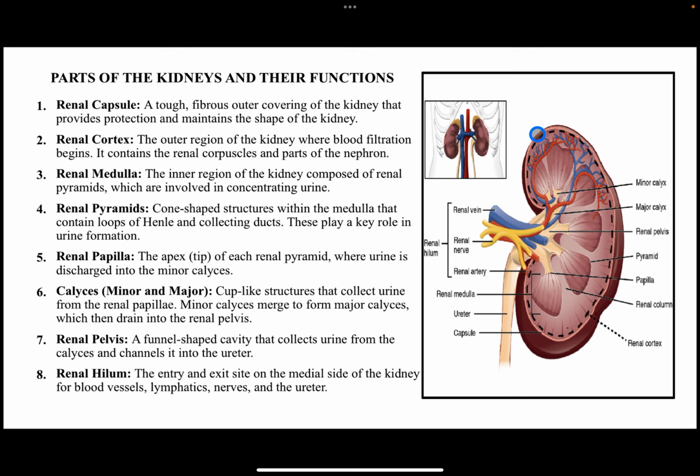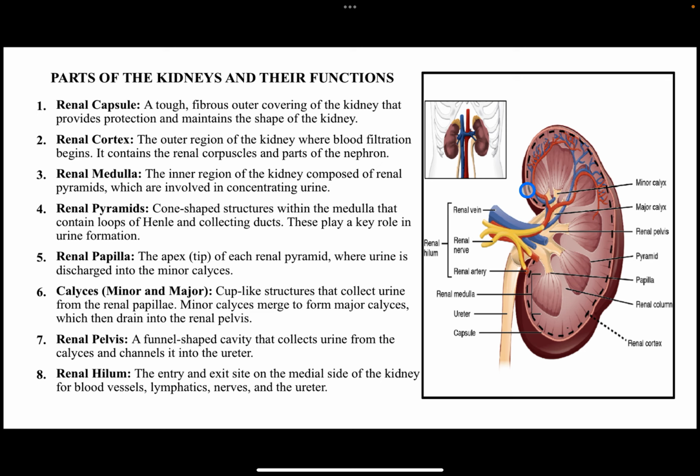Okay, then this region, the region where you see the blood vessels, the renal artery, the renal nerves, the renal veins entering the kidney, this region that I'm going around, we call the renal hilum. You see it has been labeled over here. So these are the entry and exit sites on the medial side of the kidney. This is the medial side, the middle side of the kidney, where the blood vessels, the lymphatics, the nerves, and even the ureter or the renal pelvis enter. That area or region is what we refer to as the renal hilum.